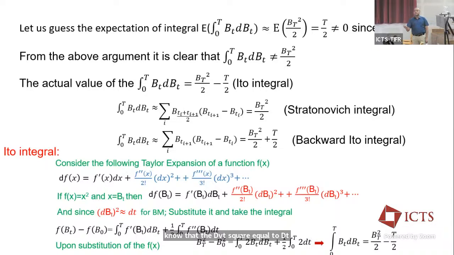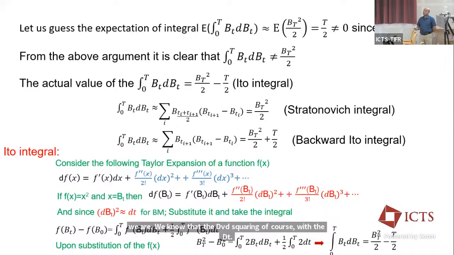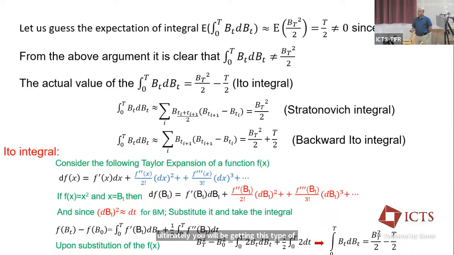So the mean square displacement of this stochastic variable is proportional to the time. We know that dB_t squared is proportional to dt, so we can replace that. If we replace it and neglect all the higher order terms, ultimately you get this relation. If you integrate it this way, this term automatically gives you t by 2, and the other integral you can write in this form, B_t squared by 2 minus t by 2. So this is the Ito integral, it works in that way.